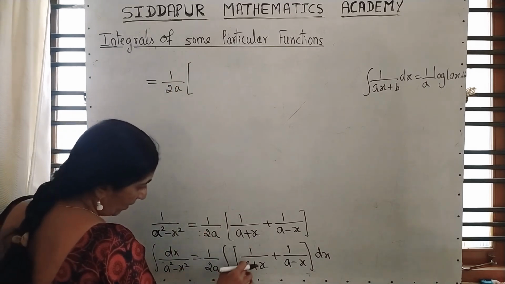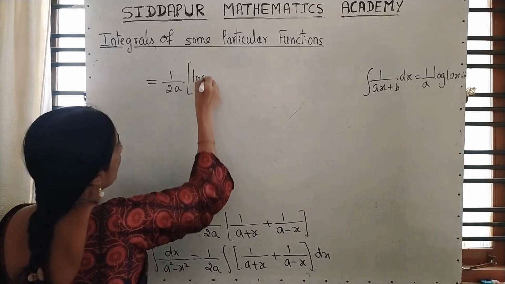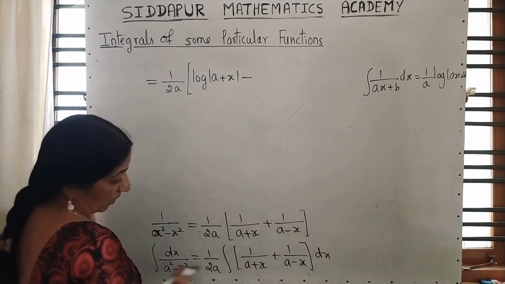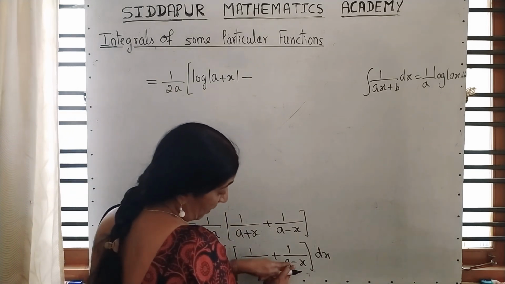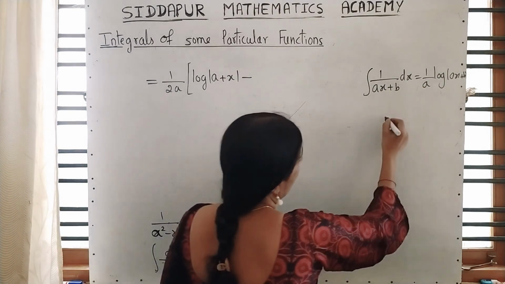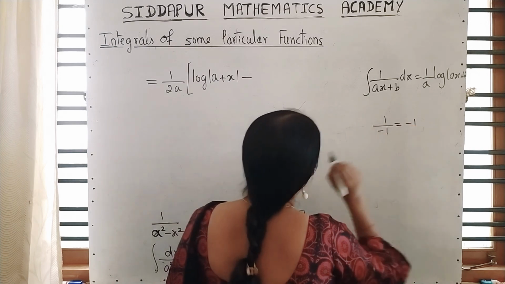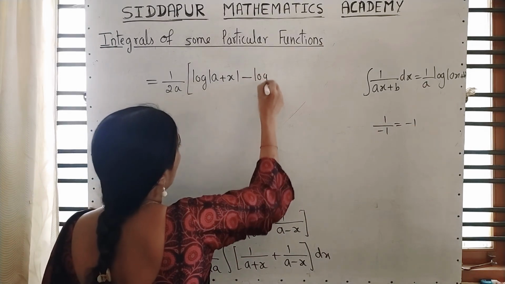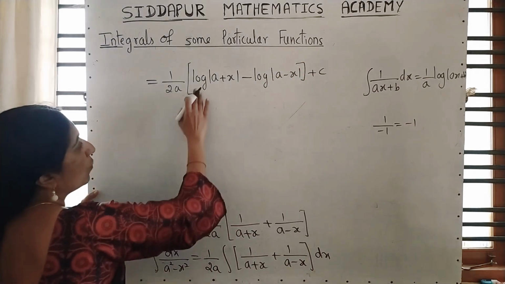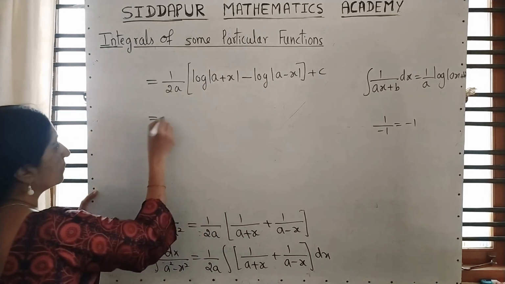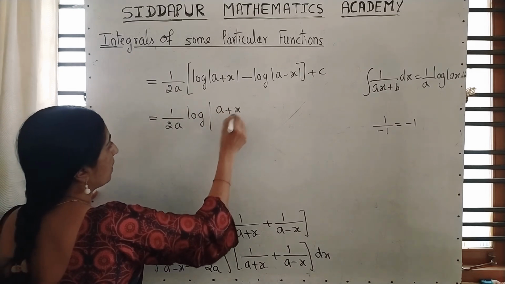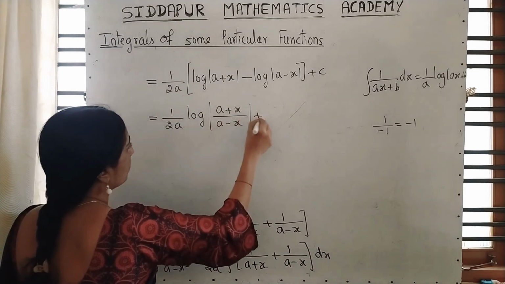What is the integration of 1 upon a plus x? Log of mod a plus x. Here I am writing minus because here the x coefficient is minus 1. See here, the x coefficient is 1, so 1 by 1. Here the x coefficient is minus 1. 1 by minus 1 is minus 1. Directly I am writing minus log of a minus x plus c. Again it is in the form of log m minus log n. a plus x upon a minus x plus c.